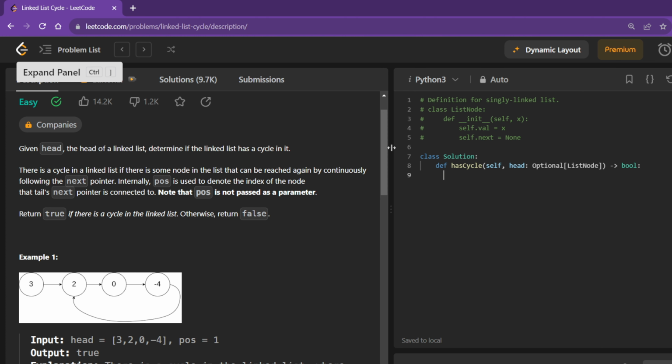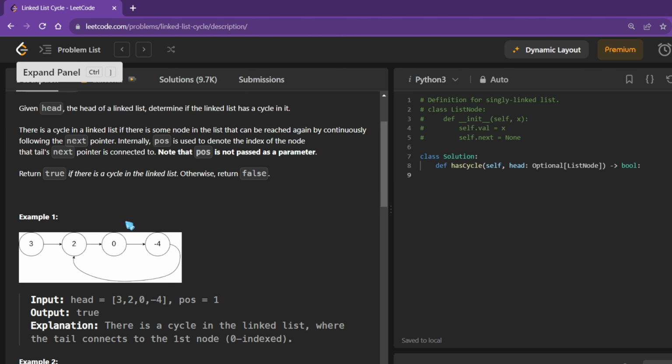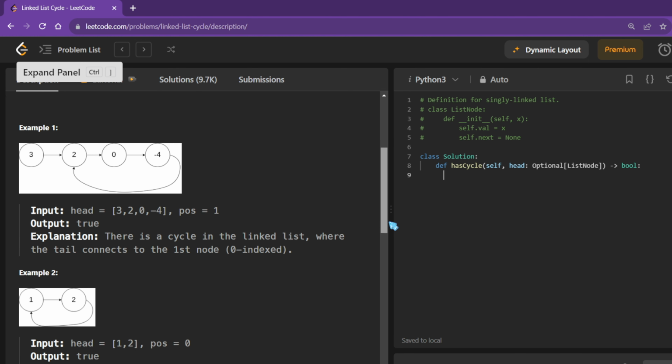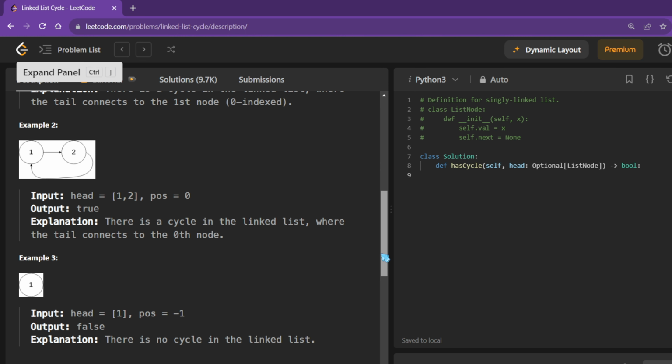Given the head of the linked list, determine if there's a cycle in it. So look at some of the examples. 3, 2, 0, minus 4 in the head, and it will be true because there's a cycle in the linked list. The tail connects to the first node. The second example is also true because as long as the cycle comes back, then it will be. The last one is not because it doesn't have any cycle at all.